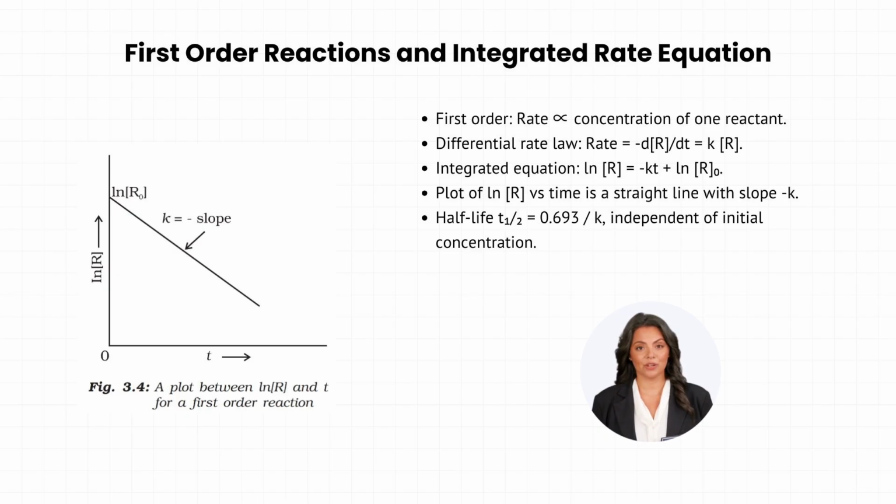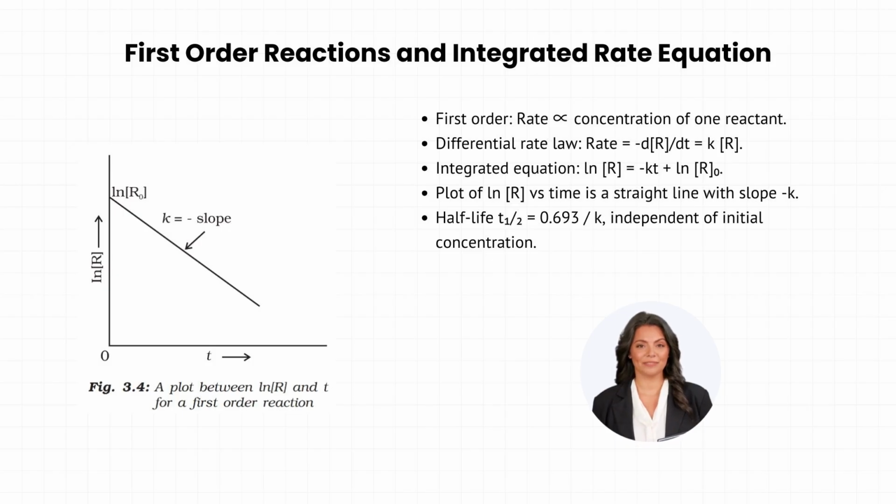The half-life in first-order reactions is special. It's constant and independent of initial concentration, given by 0.693 divided by K. For example, the decomposition of dinitrogen pentoxide, N2O5, is a first-order reaction. Given initial concentration and concentration after 60 minutes, chemists can calculate the rate constant. Figure 3.4 illustrates the characteristic linear trend. Now, as a challenge, if the plot of natural log of concentration versus time is not linear, what might that imply about the reaction order?